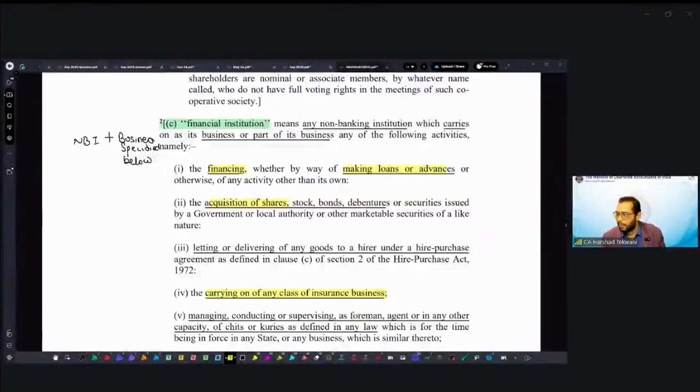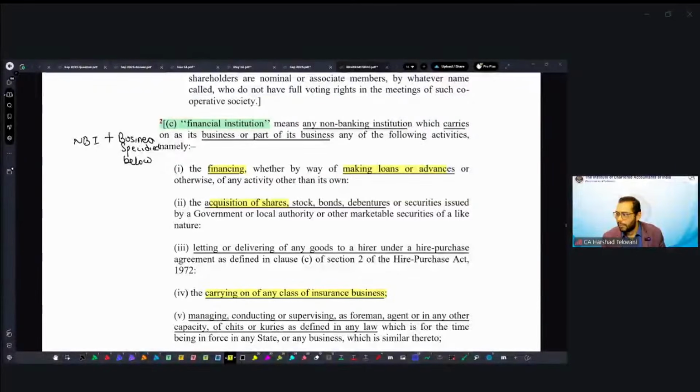Okay. So when I was discussing this financial institution, everywhere we are talking about giving loans. Everywhere we are talking about acquisition of shares. Nowhere are we talking about deposits. So the specified business is restricted only to financing and shares. Nowhere are we talking about accepting deposits. So if there is an accepting of deposits, that has to go under this particular definition: principal business of receiving deposit and lending in any manner.